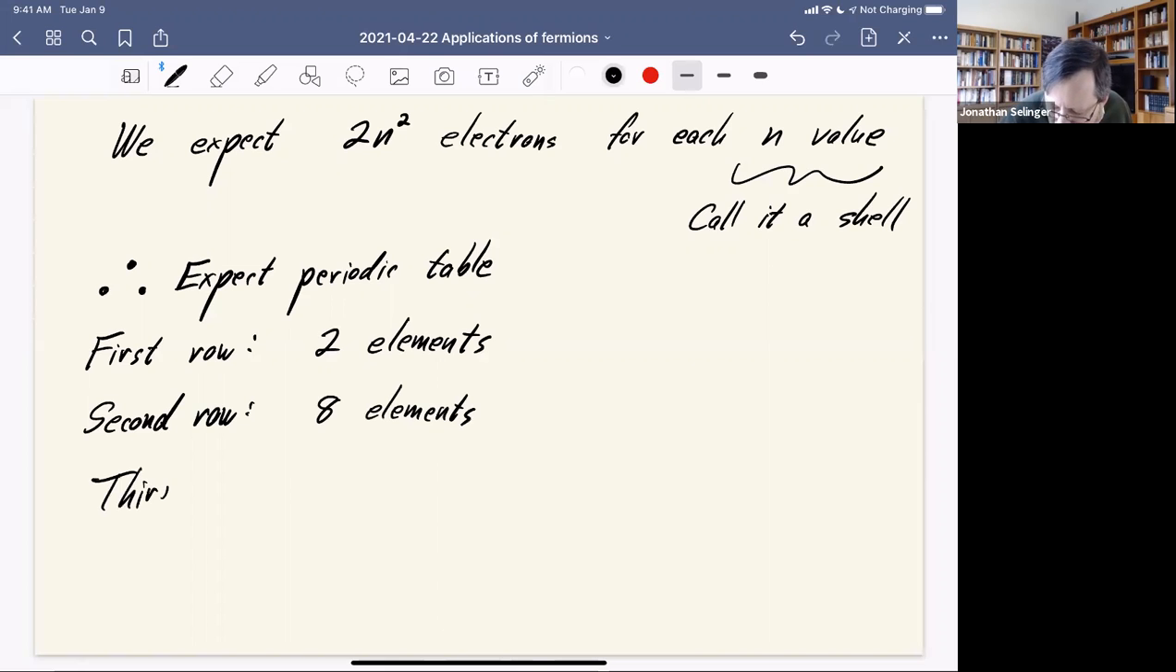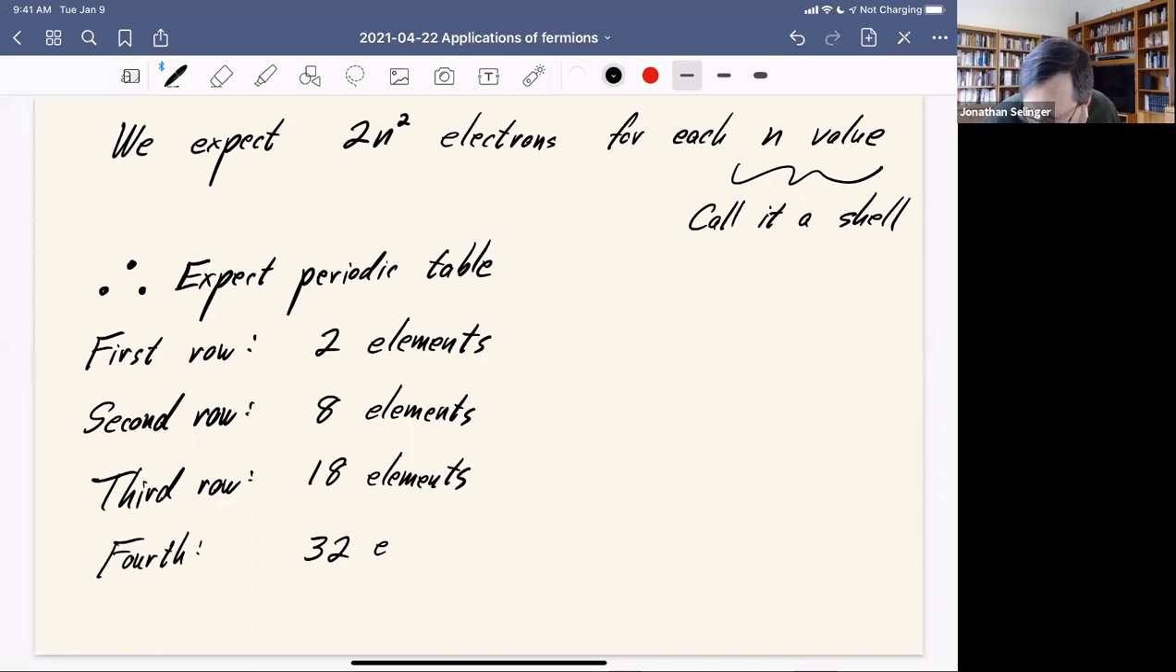And here, let's keep going with what the prediction is from this simple kind of theory, okay? So for the third row, it would be 2 times 3 squared. That's 18 elements. The fourth would be 2 times 4 squared. That's 32 elements. And the fifth would be 2 times 5 squared. That's 50 elements.